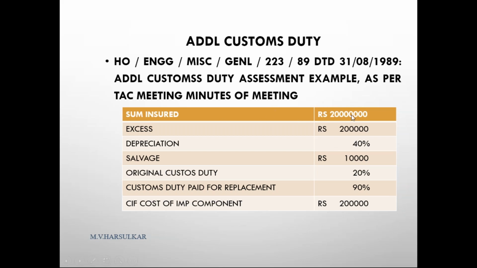Now sum insured is 2 crore. Excess is 2 lakhs. This is a machinery breakdown policy example they have given. Depreciation 40%. Salvage 1 lakh. Original custom duty 20%. Custom duty for replacement 90%. Spare parts were imported. Those days the custom duty difference was very heavy. CIF cost of imported component is 20 lakhs. Oh, sorry, 2 lakhs. Small component, 2 lakhs rupees component, and spare part duty being high, 90% duty was paid.